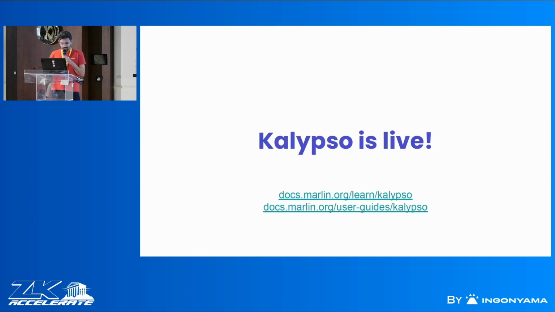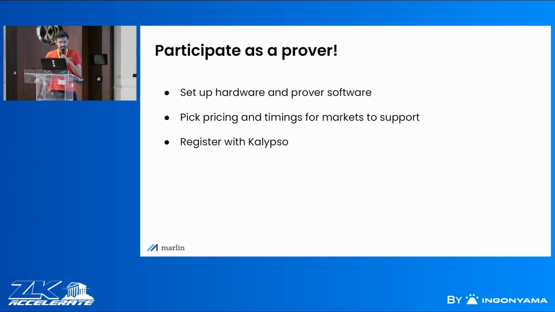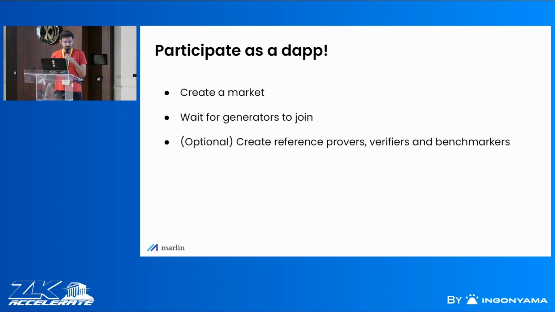Last time I was here, Kalypso was still in private beta, but I'm happy to announce that it's currently live. You can go and look at the docs and start using it today. You can participate as a prover, just set up some hardware and the prover software. You get to pick which markets you want to support. You get to choose your own pricing and timings that you register on Kalypso, right? And you can also participate as a dApp.